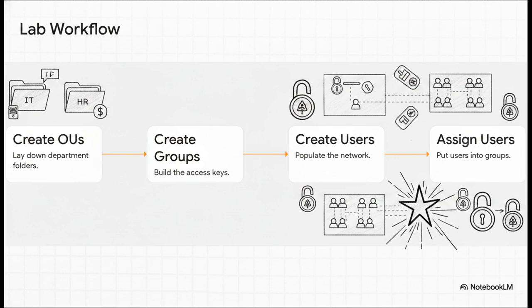When you sit down at your virtual machine, here is what you're actually going to do. First, you'll lay down the folders. Create your OUs for IT, HR, and finance. Second, you'll build the access keys. Create security groups for things like finance data access. Third, you populate the network by creating your new users inside their respective OUs. And finally, the magic step, you assign those users to the groups. And just like that, boom, you have built a fully functional, secure organizational structure totally from scratch.